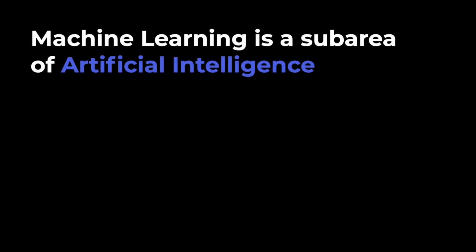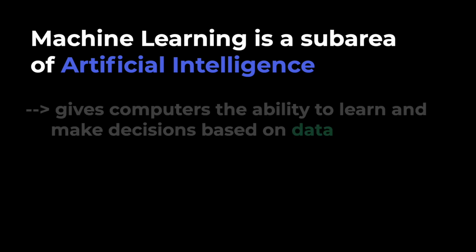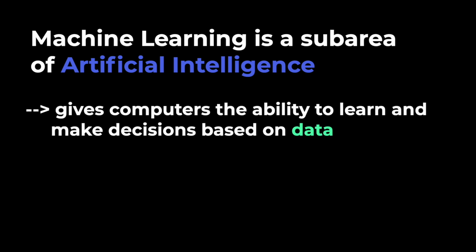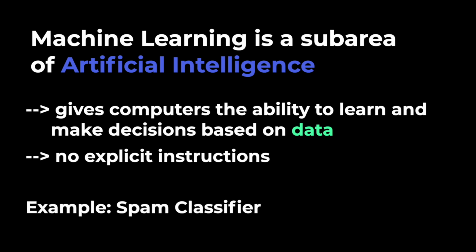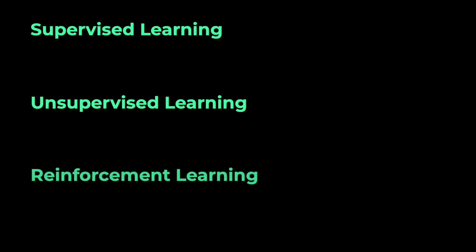Machine learning is a sub-area of artificial intelligence, and it's the study of algorithms that give computers the ability to learn and make decisions based on data and not from explicit instructions. A popular example is learning to predict whether an email is spam or no spam by reading many different emails of these two types. We typically differentiate between three types of machine learning: supervised learning, unsupervised learning, and reinforcement learning.